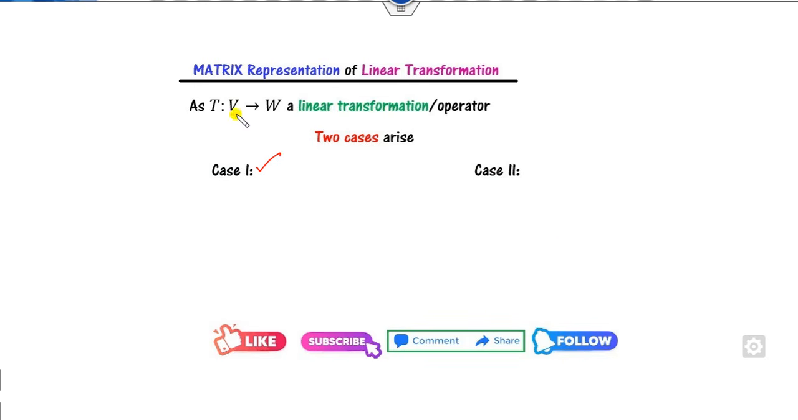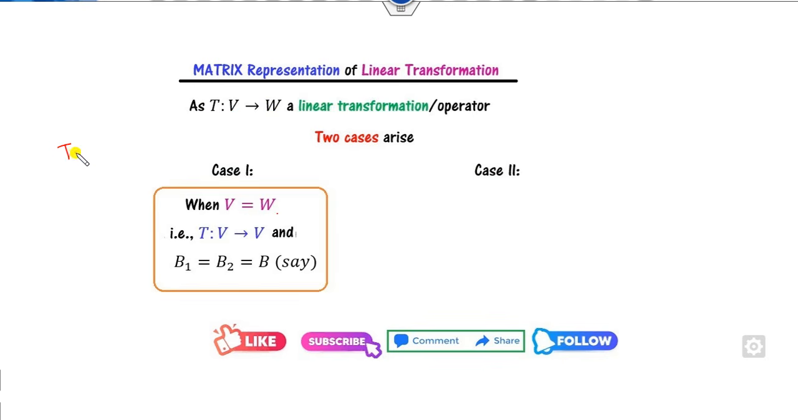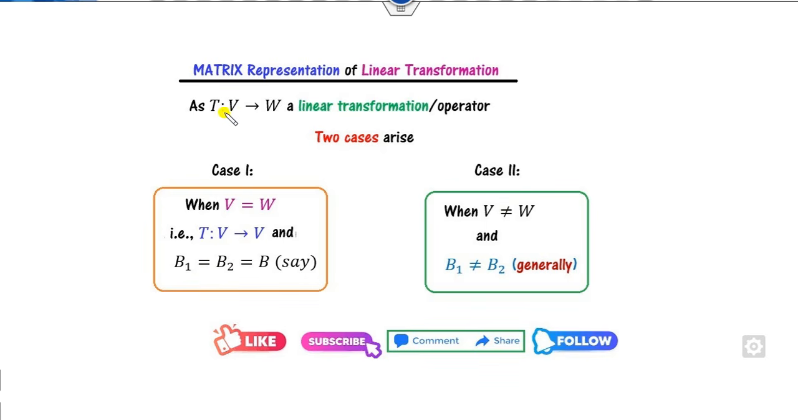Remember that we have considered two different cases. Case one, when the domain and codomain, the two vector spaces, are the same, for example R2 to R2, R3 to R3, or polynomials of degree 2 to polynomials of degree 2. So we have the same elements and the same basis. Case two, when the domain and codomain of the linear transformation are not the same, for example R2 to R3, R3 to polynomials of degree 2, or R3 to R4.